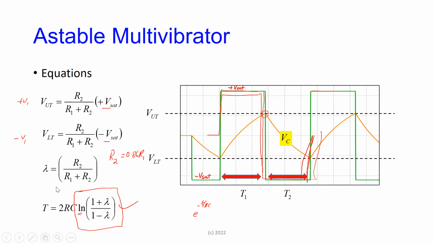If you work it out, if R2 is equal to 0.86 R1, inside here you're going to get 2.718. And the natural log of 2.718, remember, this is e. So when R2 is 0.86 R1, (1 plus lambda) over (1 minus lambda) is e, and the natural log of e is 1. So T just becomes 2RC.